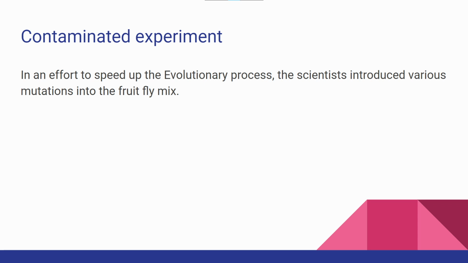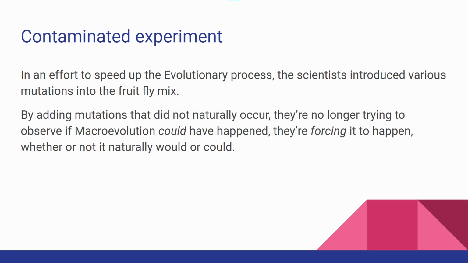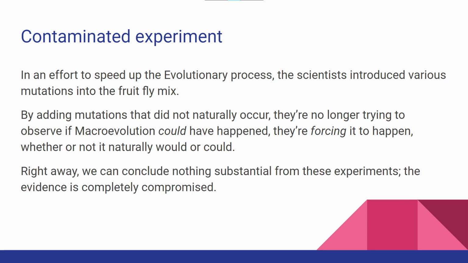The whole point of this experiment should be to observe whether or not under normal genetic situations macroevolution is possible. But by adding mutations that did not naturally occur, they're no longer trying to observe if macroevolution could happen. They're forcing it to happen whether or not it actually would or could. So right away, we should recognize that we can't actually learn anything from this. We shouldn't be able to use these experiments for anything. They've tampered with the evidence and they've contaminated it from the get-go. Right away, throw the whole thing out the window.